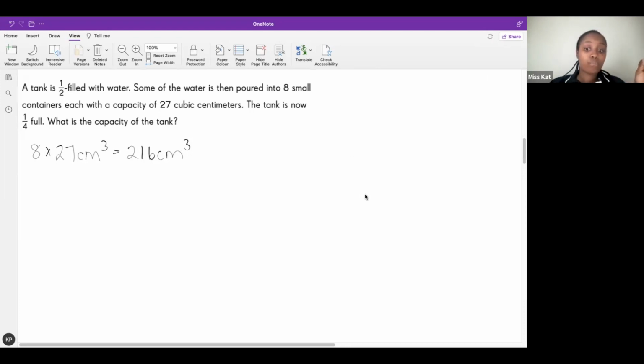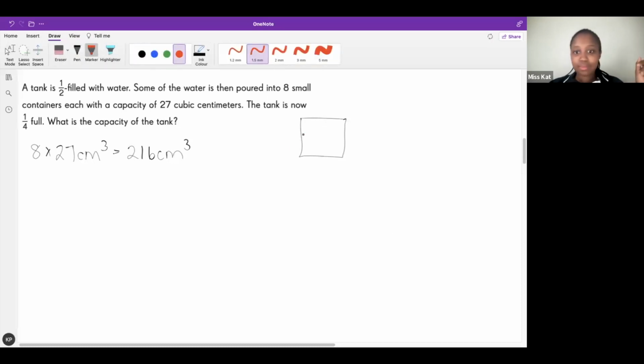Ma'am, would you not just halve that? Would you halve it? Is this not the half? Remember, it was half. Let me draw. Yeah, ma'am, because if it was half, and you multiply a half by another half, you get a quarter. Yes, so it's a quarter. Do you see what I mean? So it was half, over there at the red line. But now after you pour all of this out, it's on the green line. And that green line is 216 centimeters cubed.